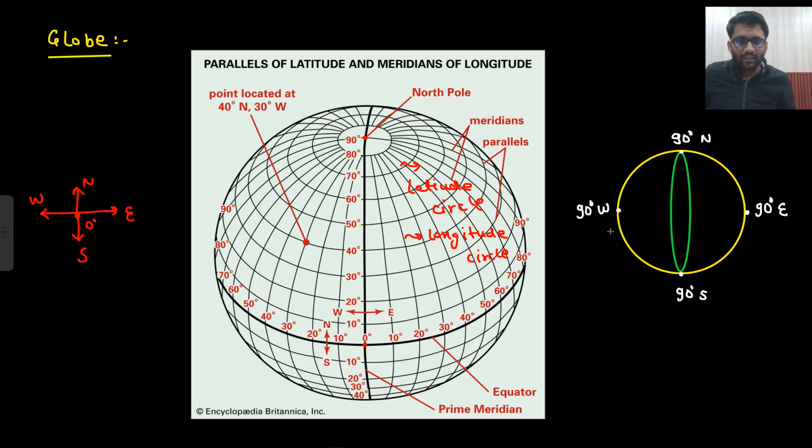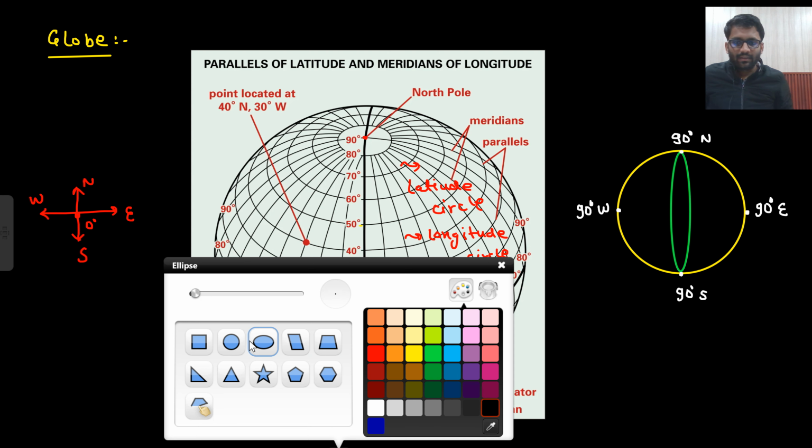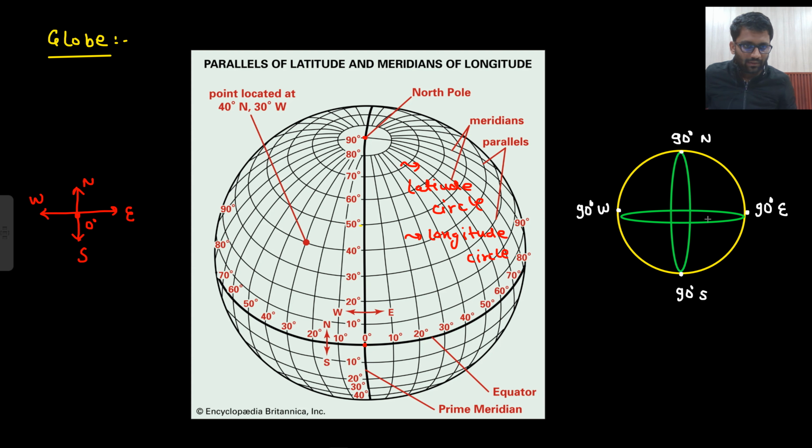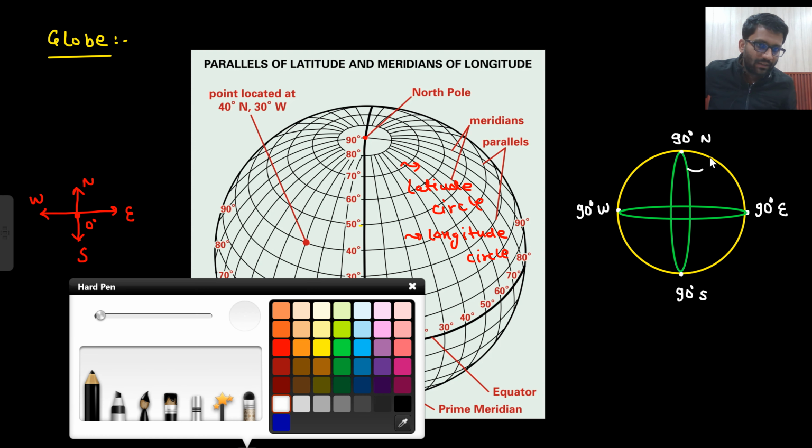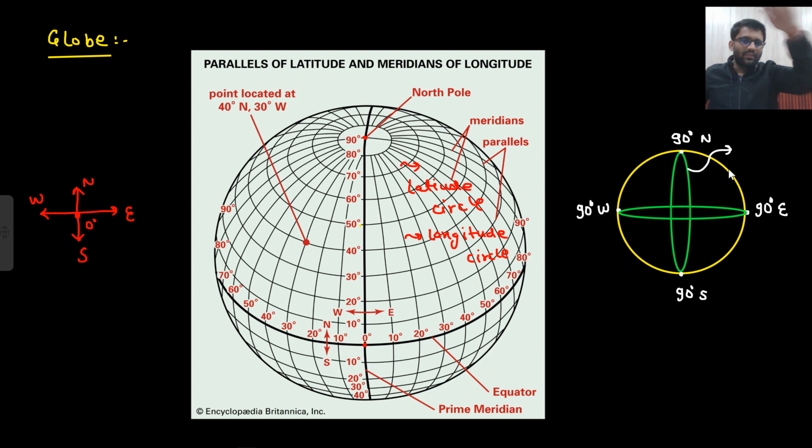And there are two kinds of circles. One circle you can directly see, and another circle is this one. So two kinds of circles are there. What is this circle? This is known as your longitude circle. And this is known as your latitude circle.